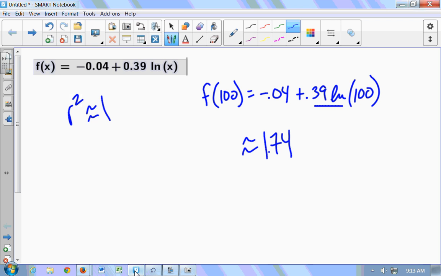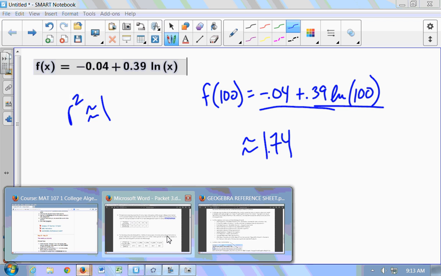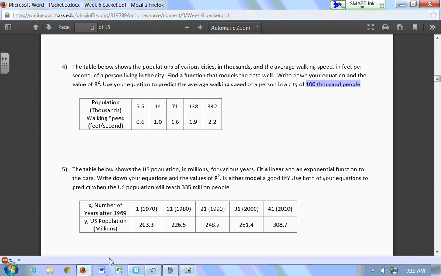You could also just type that into a calculator, right? It should give you 1.74. And let's see, the units on that were feet per second.